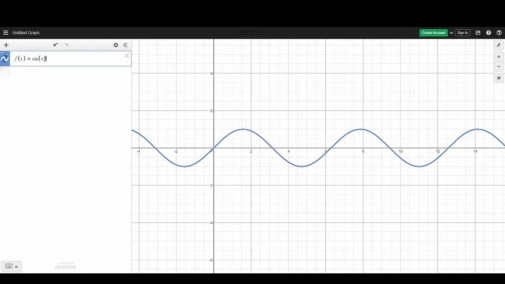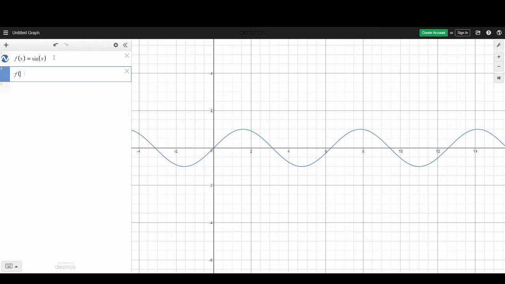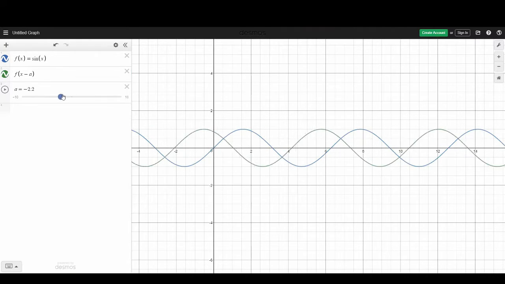To translate the graph horizontally, what you're going to do is replace x by x minus a, where a is some constant. And what this is going to do is shift your graph a units to the right. So as you can see, as we increase a, the graph shifts right. As we decrease it, it shifts left. In general, f of x minus a is going to do this for us.